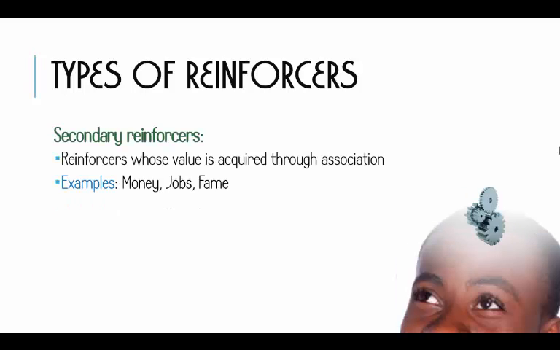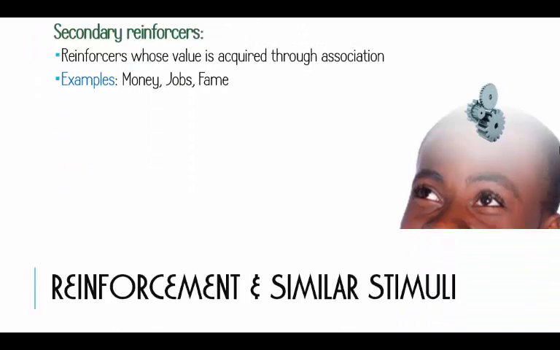Anything that we had to learn to want, that's a secondary reinforcer. If you say money motivates you, fine. But money is not a thing in nature. It doesn't exist. We invented money, a concept to help us create a system of trade. And so you have to learn what money is before it can be reinforcing.